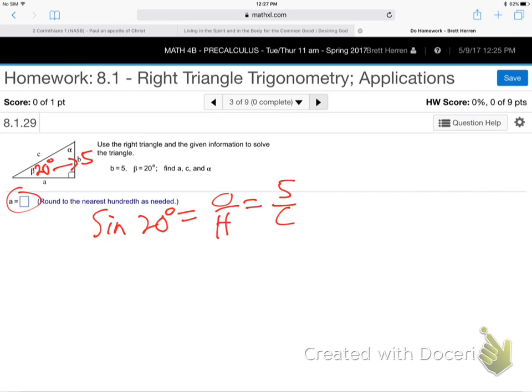Yeah, so sine is opposite over hypotenuse. 5 over C.